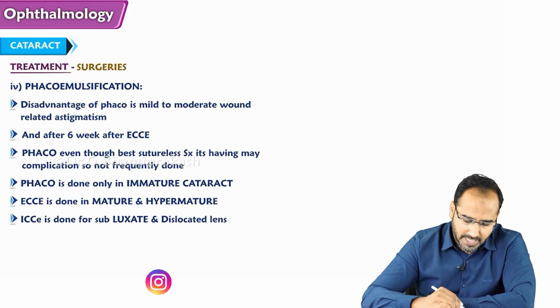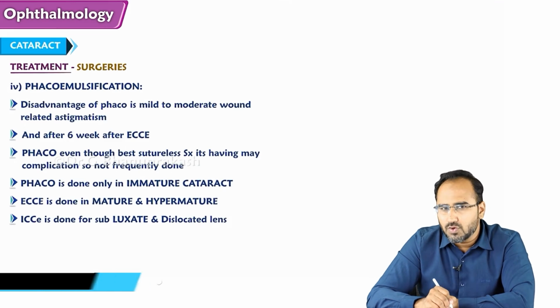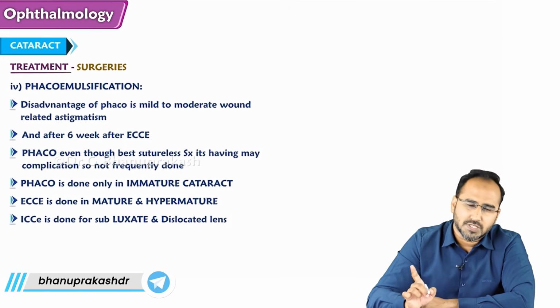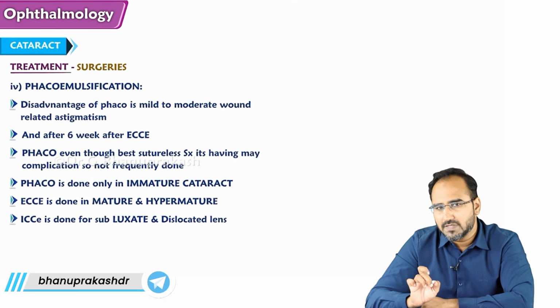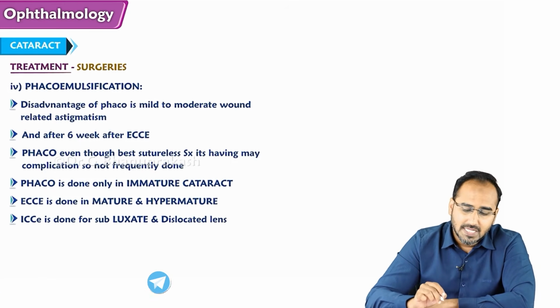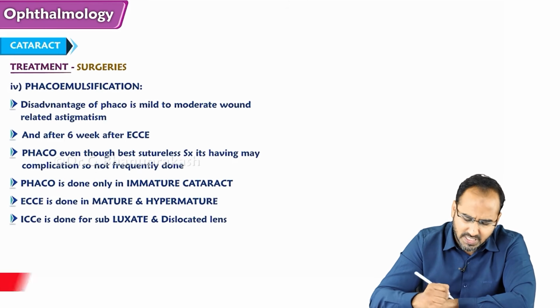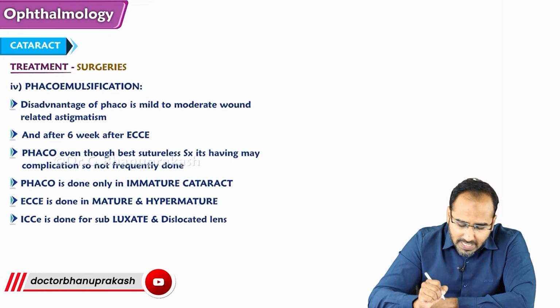But the disadvantage of phaco is what? Mild to moderate wound astigmatism can be seen with phaco. Wound astigmatism is also seen in small incisional cataract surgery. But nowadays, the surgery which is recently introduced is micro-incisional cataract surgery. We'll discuss that later.